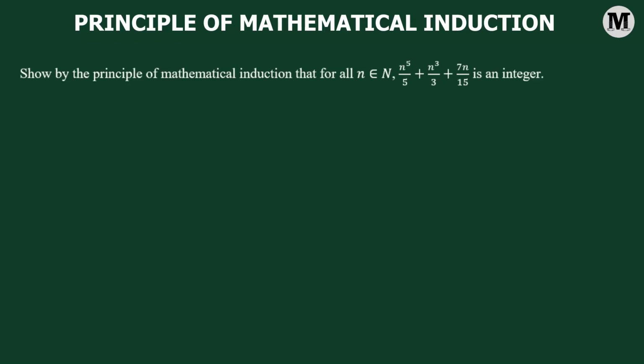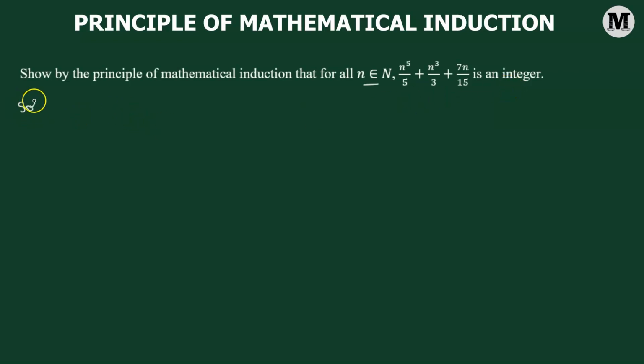Show by the principle of mathematical induction that for all n belonging to the set of natural numbers, the expression n raised to the power of 5 divided by 5 plus n cubed over 3 plus 7n over 15 is an integer. Okay, let us begin.